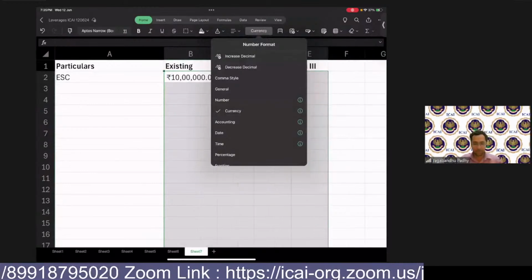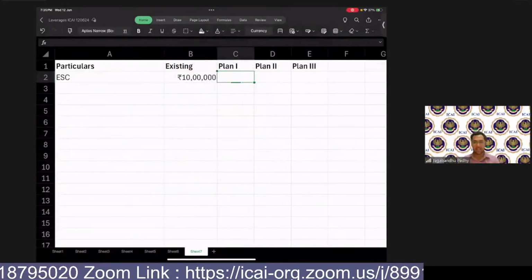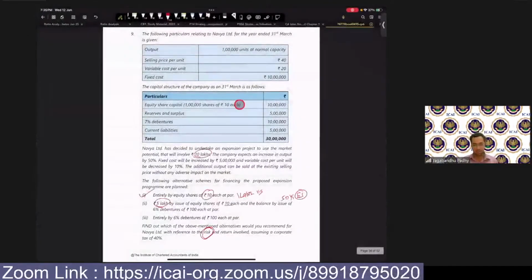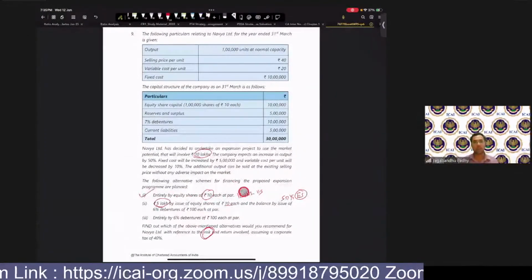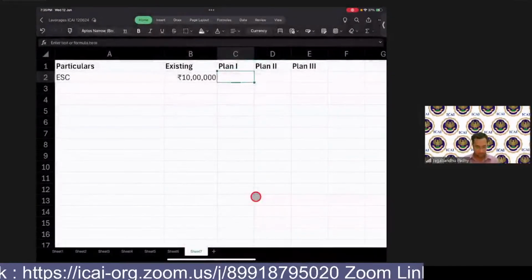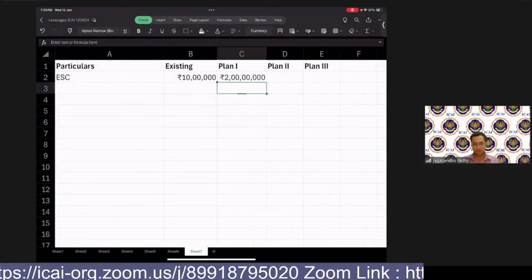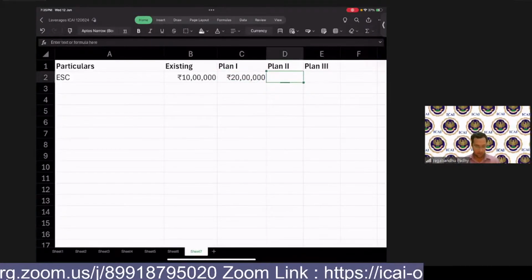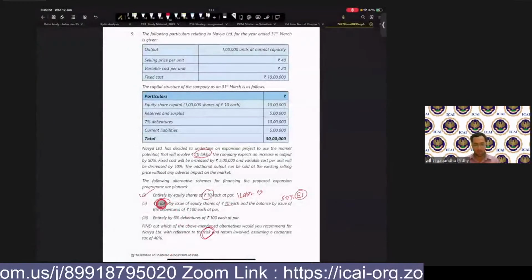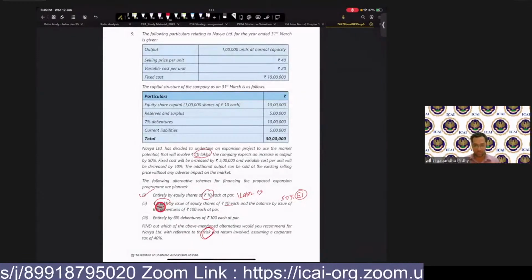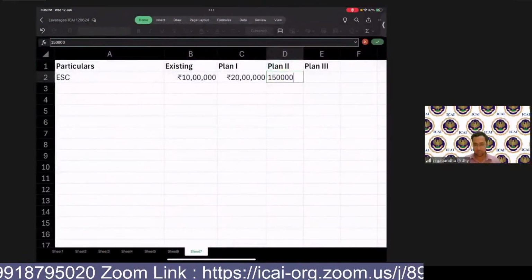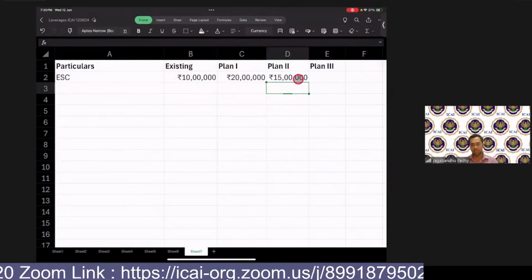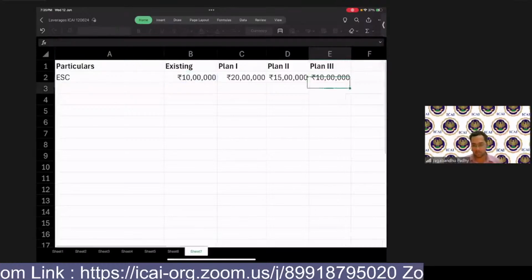Okay. Existing capital is 10 lakh. Under the first plan, we're going to issue equity shares of 10 each, so we're going to have an additional 1 lakh shares coming. Equity share capital will become 20 lakh. In plan two, we are intending to raise 5 lakh by way of equity shares, so existing 10 lakh plus 5 lakh equity share capital. And the third plan, this remains the same.